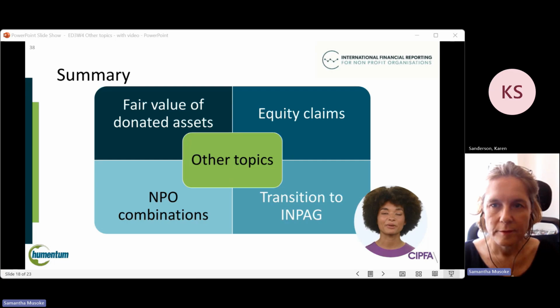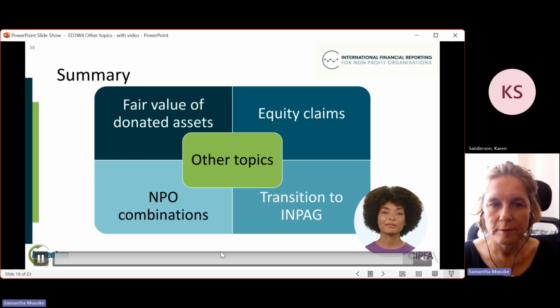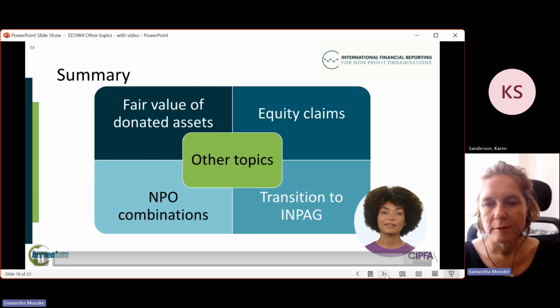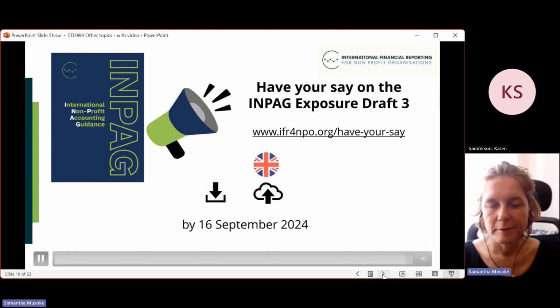Finally, we describe the requirements for any NPO transitioning to INPAG. This includes a transition period to allow the adoption of narrative reporting requirements and clarification about how the requirements apply to NPO-specific transactions. We look forward to hearing your feedback on these proposals.